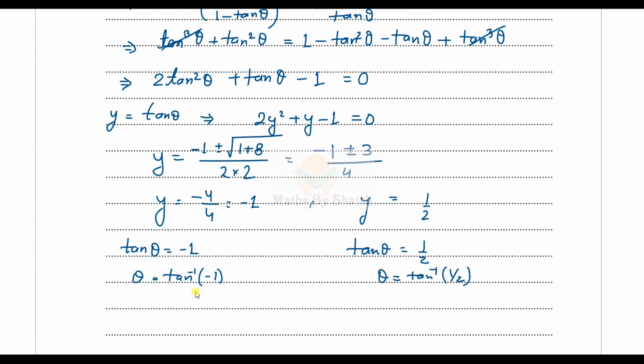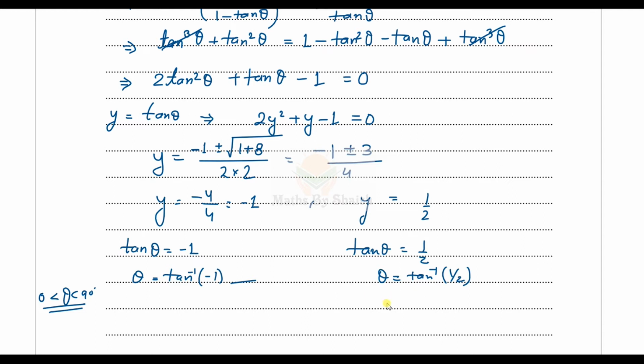We know that theta is going to vary from 0 to 90, so tan theta is not going to be negative, so it is not possible. If you calculate on the calculator, tan inverse of minus 1 is minus 45, and minus 45 is not in the first quadrant. Even if you want to find in the second quadrant, the next angle is 180 minus 45, so it is 135. That also does not lie in the range.